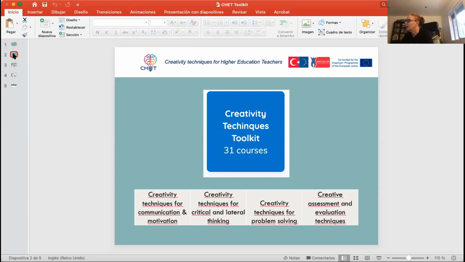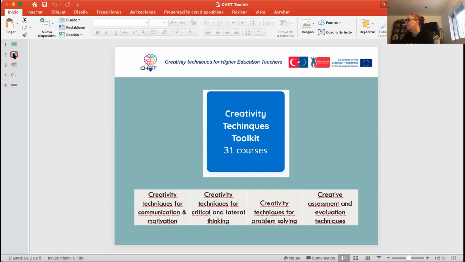So within CHET, we identified 4 types of creativity techniques. One is for communication and motivation. The other is for critical and lateral thinking. The other is for problem solving. And the last one is assessment and evaluation. The last one doesn't have the name creativity techniques because it's more a creative way of assessing and evaluating the results and the skills attainment and acquirement by your students.